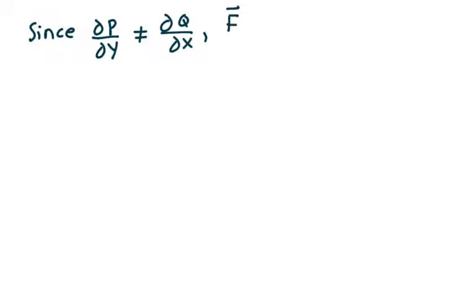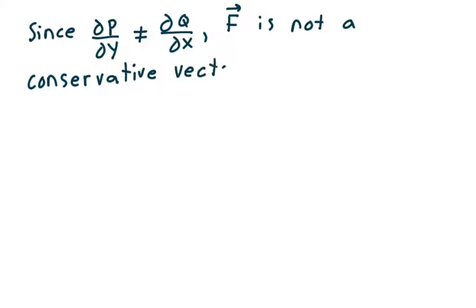Now, notice, since the partial of P with respect to y is not the partial of Q with respect to x, we can conclude that F is not a conservative vector field. And that's how you do problem number 3.